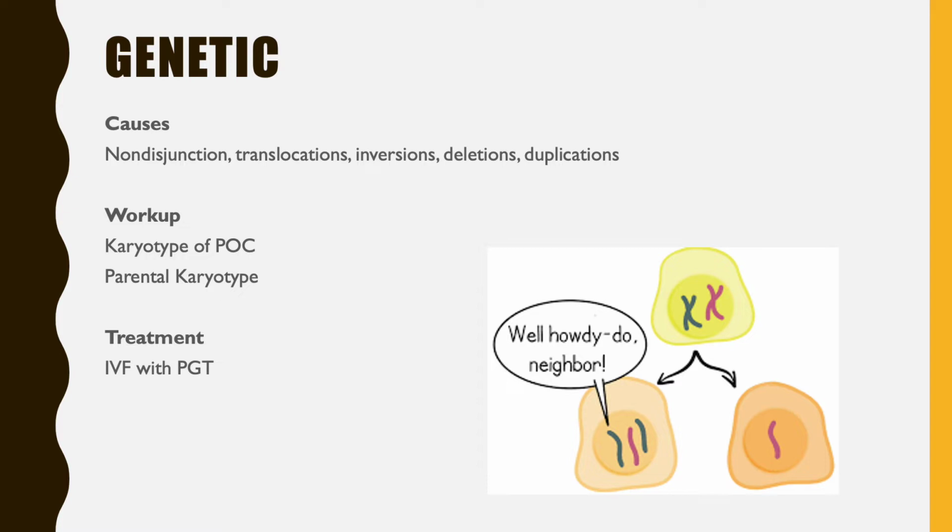The workup for genetic causes would be to analyze a karyotype of products of conception, as well as to analyze the parental karyotypes. Looking at the karyotype of the products of conception most commonly will help you find non-disjunction types of genetic defects, whereas a parental karyotype analysis is more helpful for looking for translocations, inversions, deletions, and duplications. The treatment, if you find a genetic abnormality in the products of conception or the parental karyotype, would be to complete IVF with PGT for this couple.